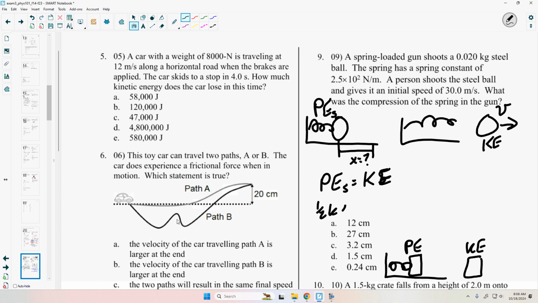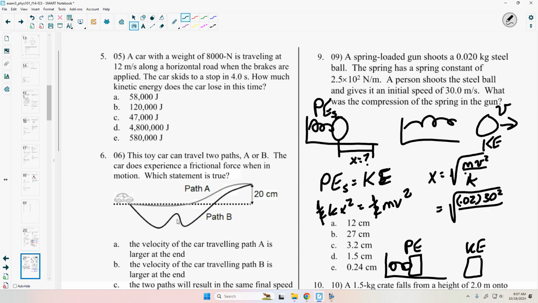It's going to be 1/2 kx squared equals 1/2 mv squared. Those halves can go away. I'm looking for x. So I'm going to solve that for x. The square root of mv squared over k. You can put in the numbers if you want, if that's easier for you. That's going to be m was 0.02 times v is 30 squared divided by k, which was 250. It's the square root of 0.072. You get 0.268 meters, which is 27 centimeters. That's 0.27 meters. I expressed it in centimeters. Just move it over to this one.